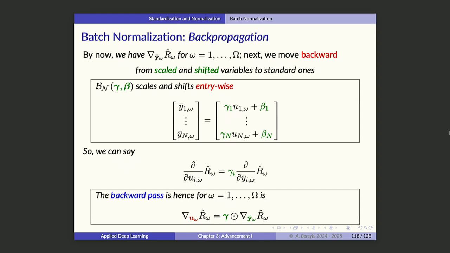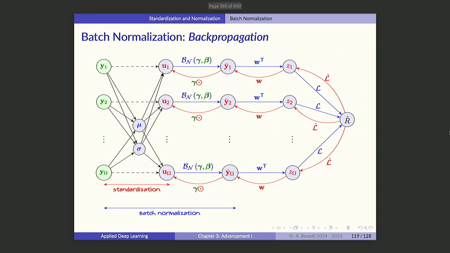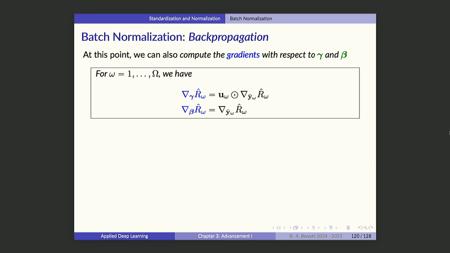At this point, you can also compute the gradient with respect to gamma and beta, because I do know the gradient up to this point. The gradient with respect to gamma is the gradient up to this point times the gradient of y bar with respect to gamma, or the gradient up to this point times the gradient with respect to beta. Again, you write down the chain rule, and you can simply compute the gradient with respect to gamma and beta.